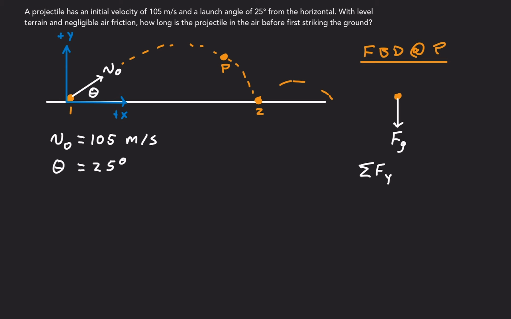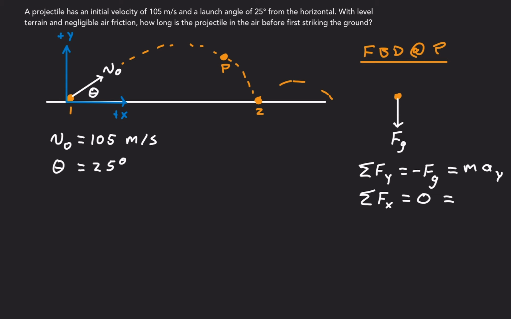sum of the forces in the y direction, the only force in the y direction is Fg, the force due to gravity. That's equal to mass times the acceleration in the y direction. Sum of the forces in the x direction are 0. There are no forces acting on this object in the x direction. And that's reasonable, because if there were, it would be air friction. We're told to neglect air friction or drag in this problem.